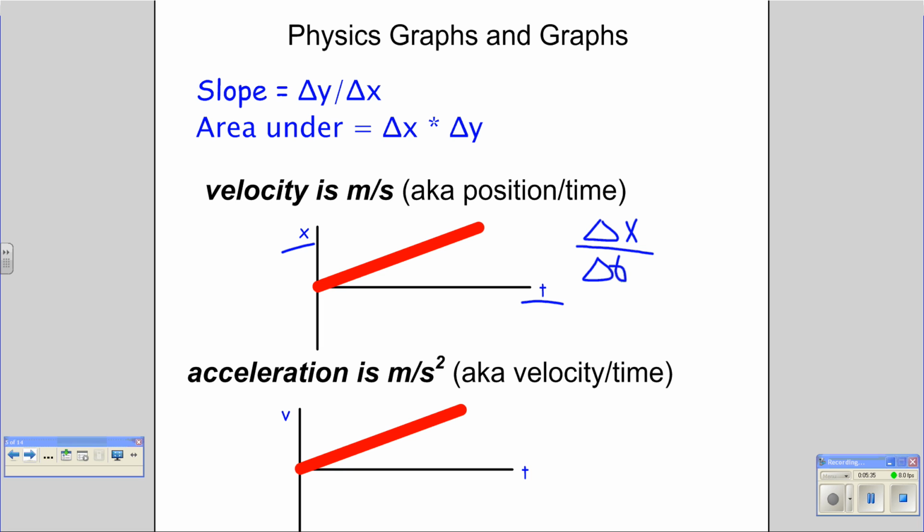Now, x has a unit of meters. So you would have an answer ending in meters. Time has a unit of seconds, so you'd have an answer in the form of seconds. Meters per second is velocity. So the slope of a position time graph is your velocity. Now, if you have a VT graph, a velocity time graph, you do the same idea, but you get meters per second squared. So then the slope of your VT graph is your acceleration.